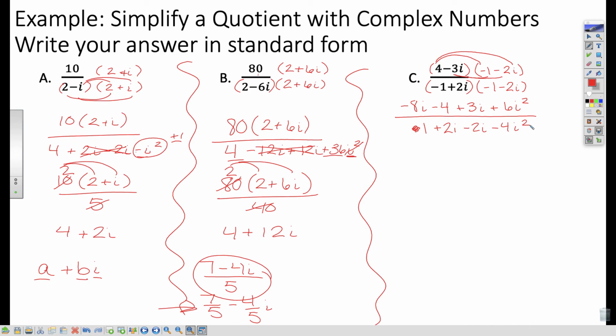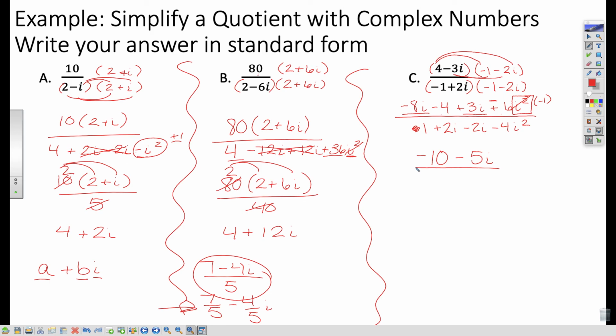Okay, so this i squared is going to do what to the 6? Make it negative, because I'm multiplying by negative 1, correct? Yeah. So this would be a negative 6. So then I would have negative 4 and negative 6, so I'd have negative 10. And then I have negative 8i and positive 3i, so I have negative 5i. So that's my numerator, yes?